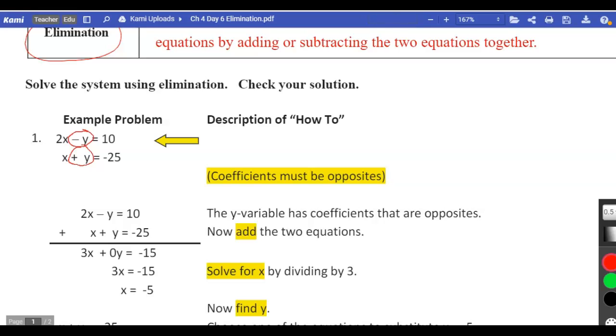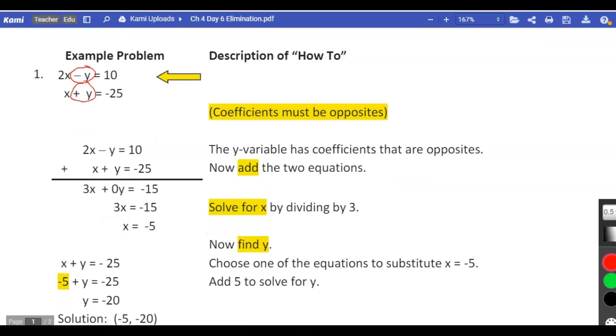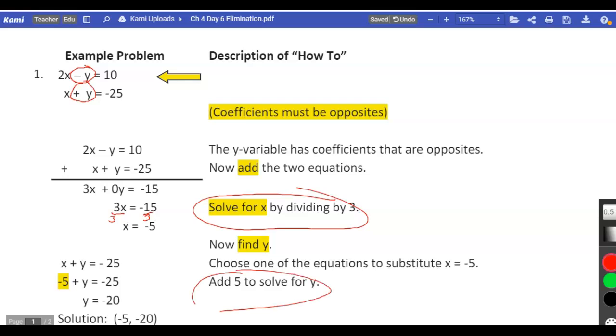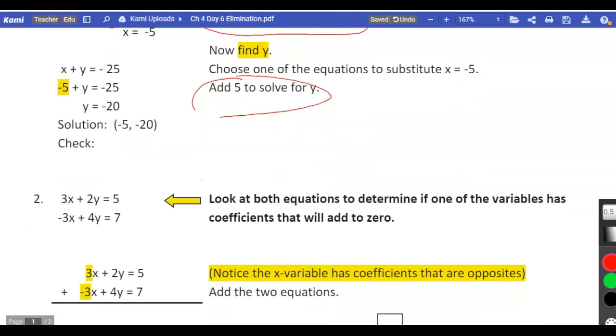So if I were to add these two things together, because they're opposites, what happens is the y's eliminate, hence the word elimination. And I simplify into 3x equals negative 15. And then I divide both sides by 3, because that's telling us what to do here. Some of you aren't showing that step in your homework, and I'm going to start docking points every time. It says now find y. So we plug this in, and it's telling you what we're doing over here. Add 5 and solve for y. Negative 5, negative 20 is your answer.